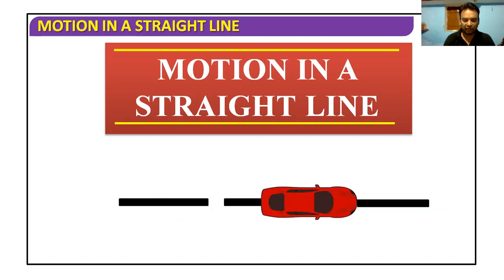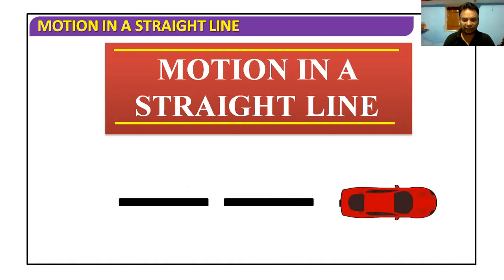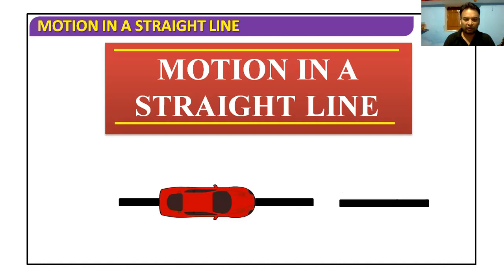Recti means straight, linear means line. So when the motion is on a straight line, it is called rectilinear motion. It is also called 1D motion, one-dimensional motion.